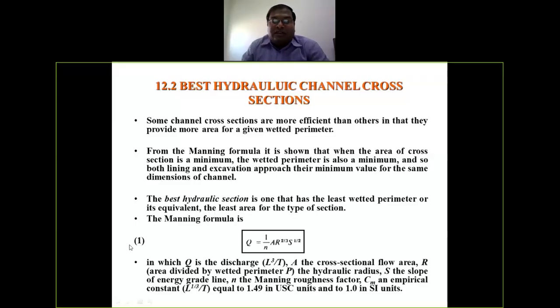The Manning formula, you know, is Q equal to Cm by n, A R raised to 2 by 3 into S raised to 1 half, because here we have taken it in the form of Q. Q is the discharge, L cube by T, meaning we have defined Q in MLT dimensions, meter cube per second. A is the cross sectional flow area. R is nothing but area divided by wetted perimeter, A by P, the hydraulic radius. S is the slope of the energy grade line. Small n is the Manning roughness factor. Cm is an empirical constant equal to 1.49 in USC units and 1 in SI units. So this is just for your understanding.